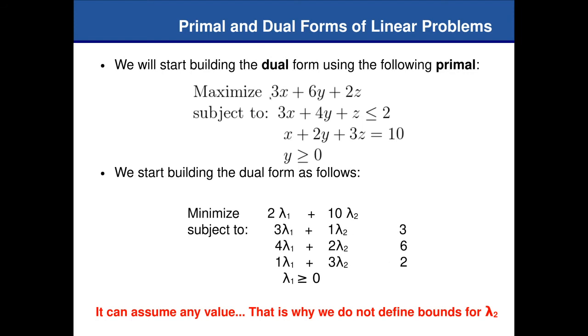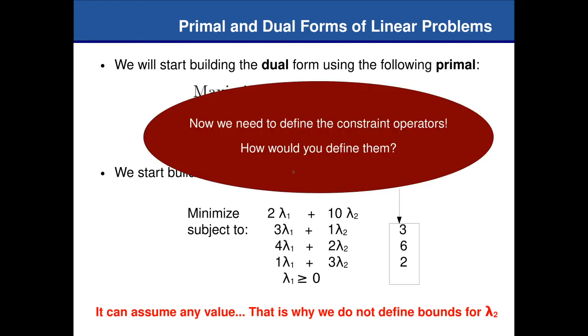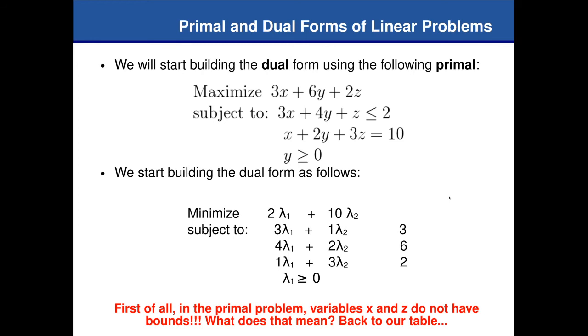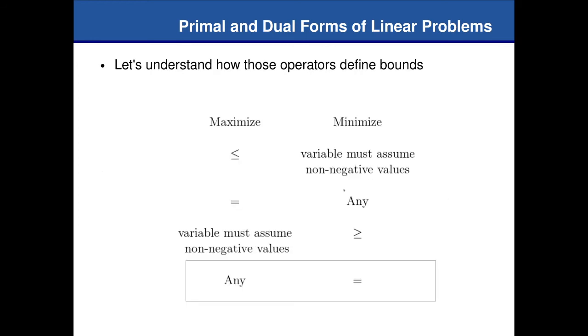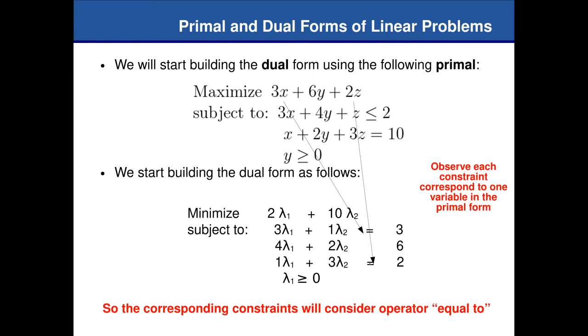This is a maximization problem, and here I have y greater than or equal to 0. Take a look now at what we're going to do about the table. If in the maximization I can assume any value for my x and any value for my z, those constraints will be equal to their bounds. Take a look like this. y has to be greater than or equal to 0.